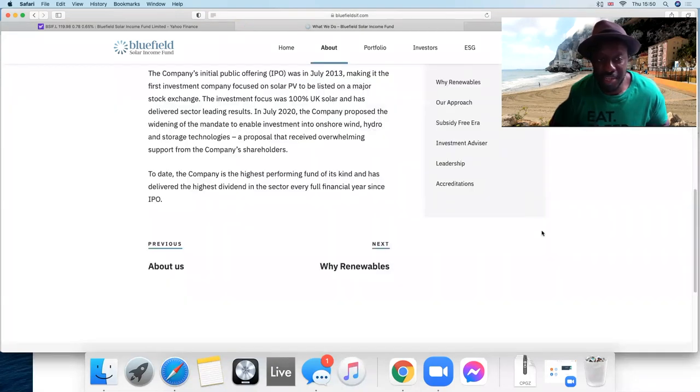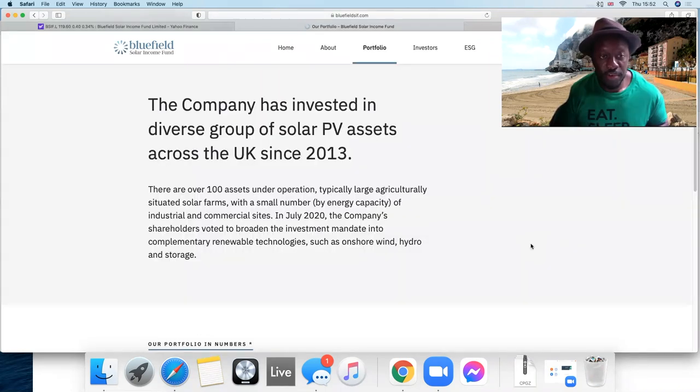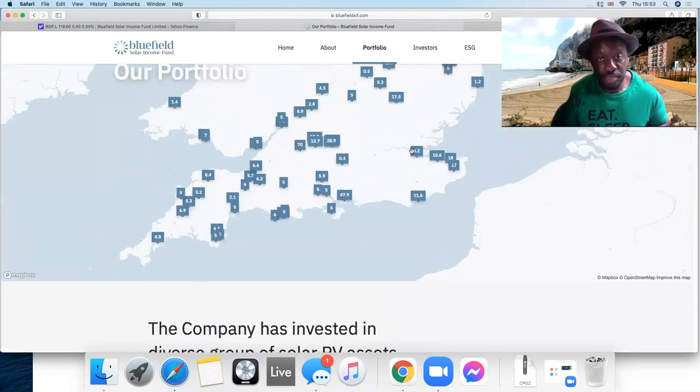They also state that to date, the company is the highest performing fund of its kind and has delivered the highest dividend in the sector every full financial year since IPO. There are over 100 assets under operation, typically large agriculturally situated solar farms with a small number by energy capacity of industrial and commercial sites. In July 2020, the company's shareholders voted to broaden the investment mandate into complementary renewable technologies such as onshore wind, hydro and storage. Pretty good stuff.